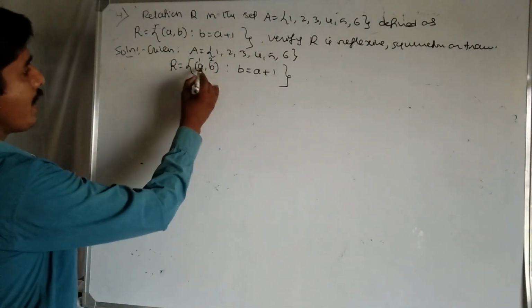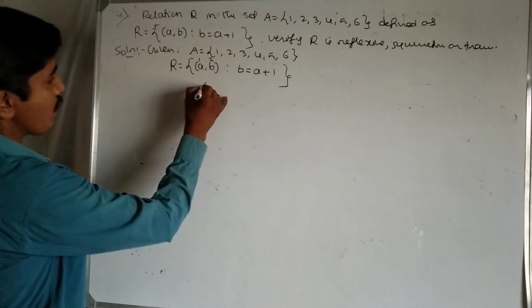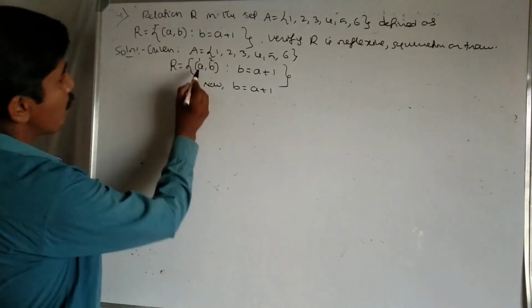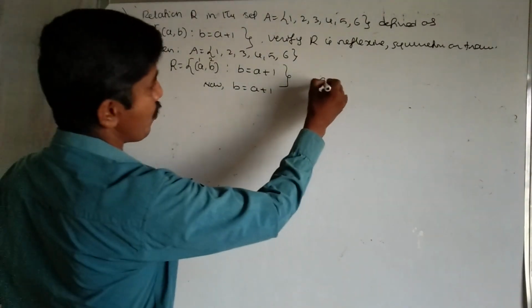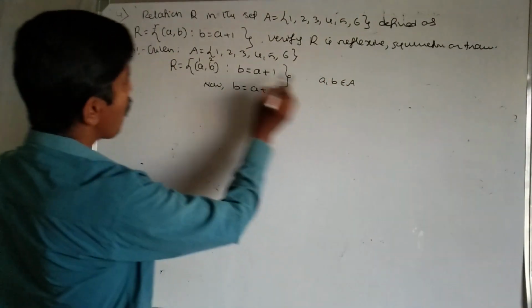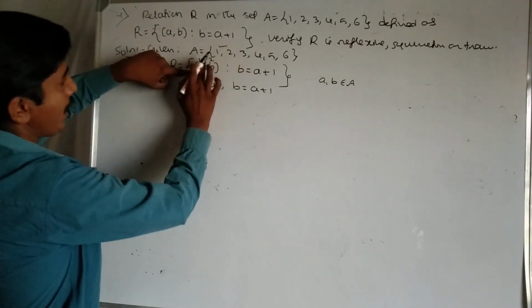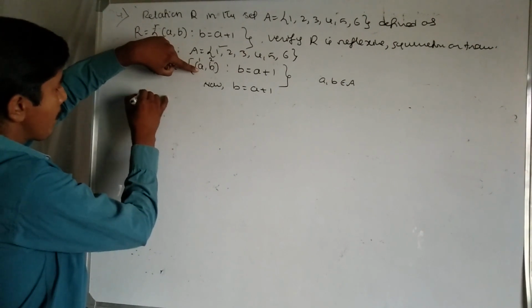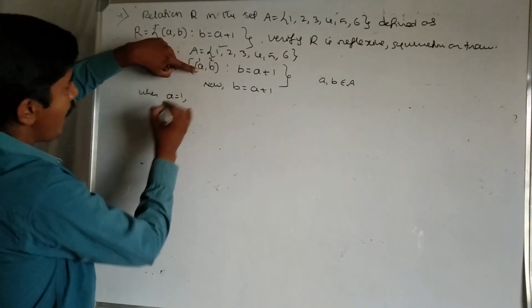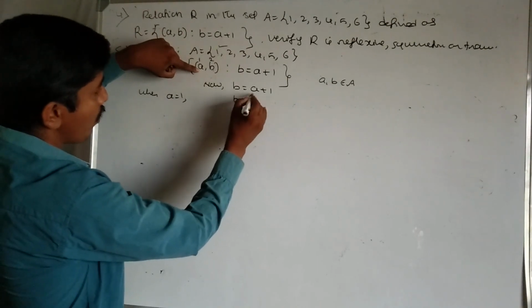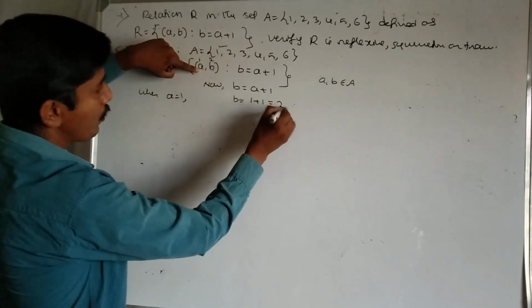Now the relation between A and B is B equal to A plus 1, I am taking. Here both A and B belong to set A, this is understood. Here first, A equal to 1 I am taking. When A equal to 1, what about B? A equal to 1, 1 plus 1, B equal to 2.